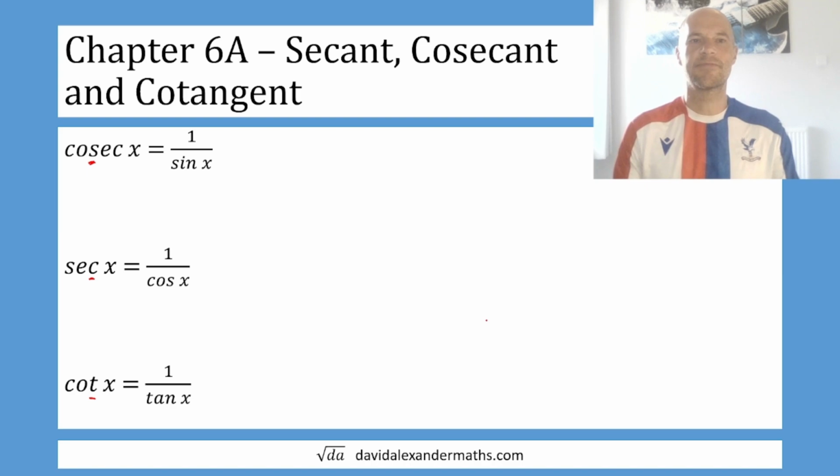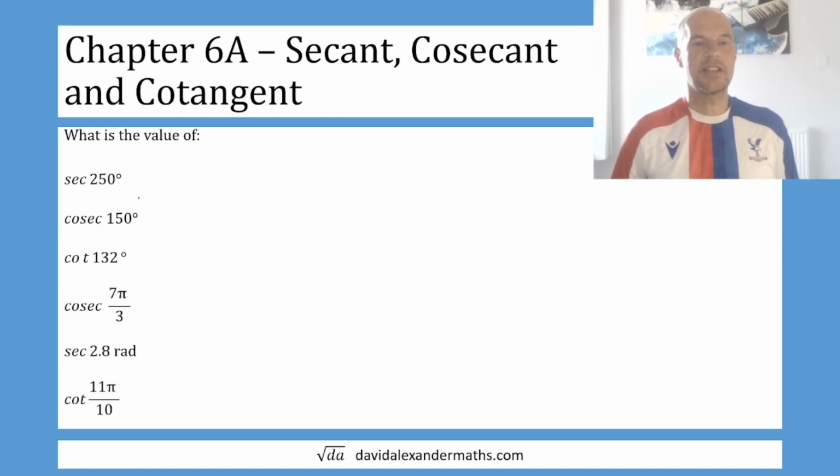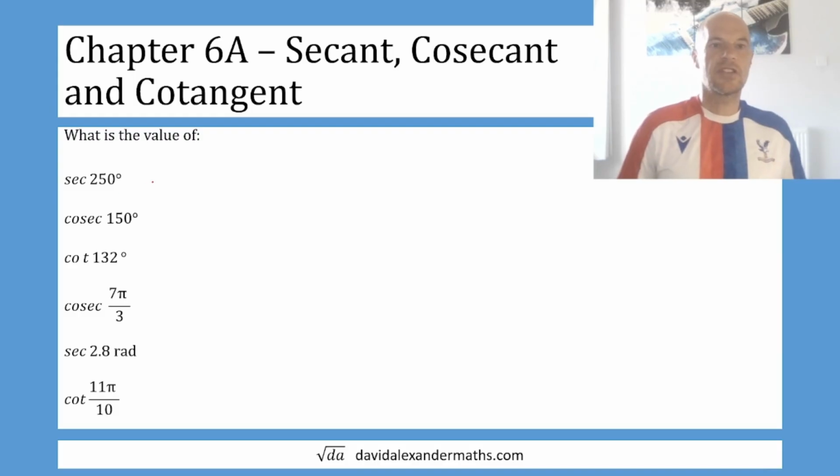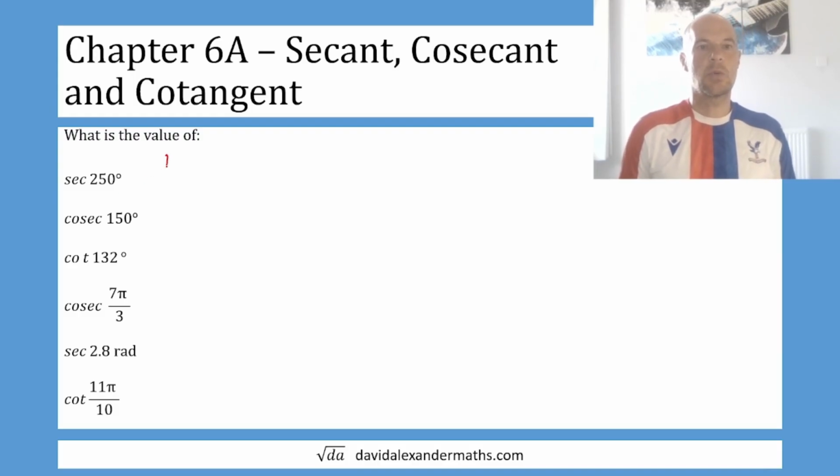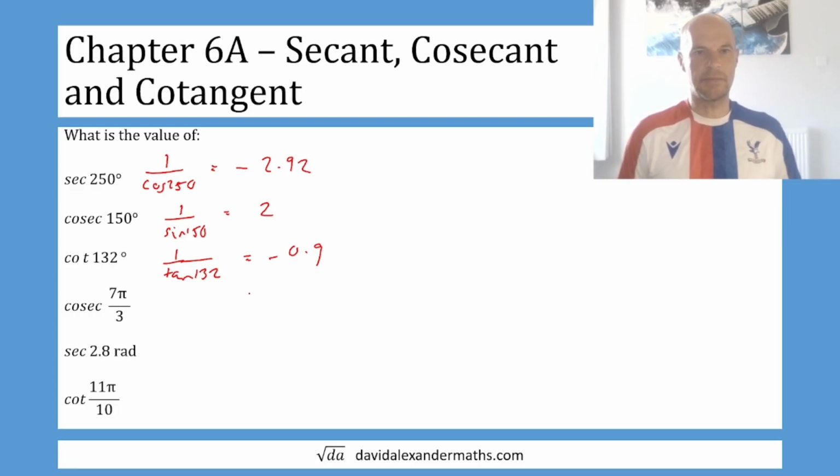Just remember that. Okay, so here are some relatively easy questions. It's just a bit of calculator work. So what is the sec of 250? Well, that is 1 divided by the cos of 250. So that is negative 2.92. The cosec of 150 is 1 over the sine of 150 degrees, and that is therefore 2. The cot of 132 degrees is 1 over the tan of 132 degrees, and that is negative 0.9. I'm just rounding kind of randomly at the moment.